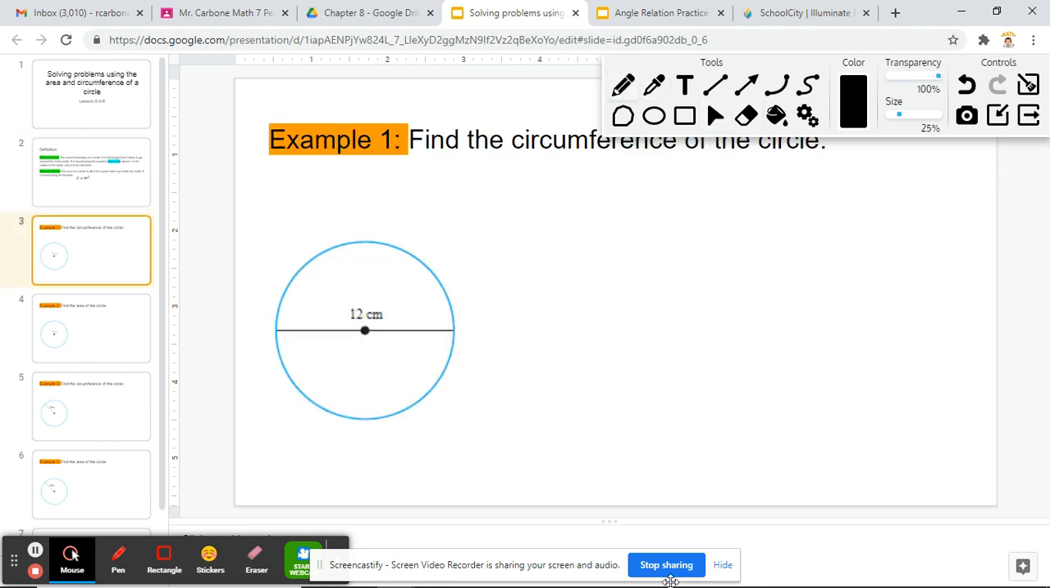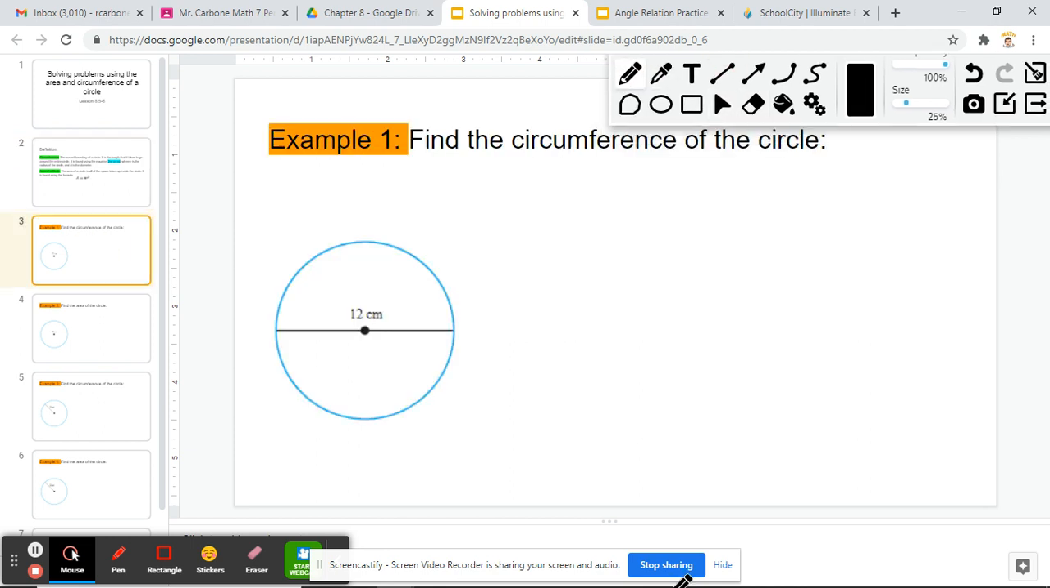All right, so let's get into some examples here. We want to find the circumference of the circle. So to find the circumference of the circle, we are either going to use the formula 2 pi r or pi d, where d is the diameter. Now, the reason that these two formulas here are equal is because 2 times the radius is always going to give you the diameter. Because remember, the radius is just half of the diameter, right?